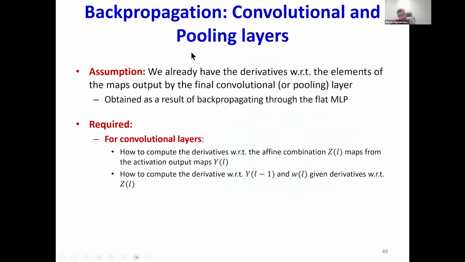And so for the convolution layers, we're going to have to figure out how to compute the derivatives with respect to the affine combination Z from the activation output maps Y, and then how to compute the derivative with respect to Y of L minus 1, which is the previous layer, and the Lth layer filters, given the derivative for the affine maps of the Lth layer.